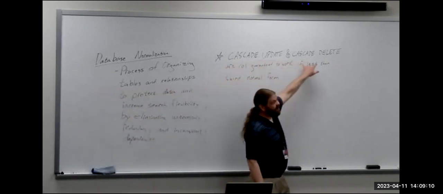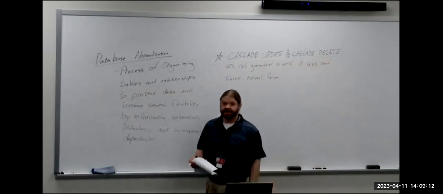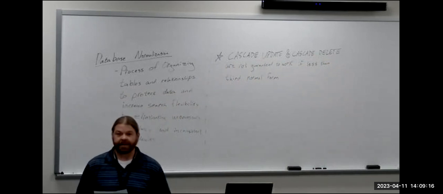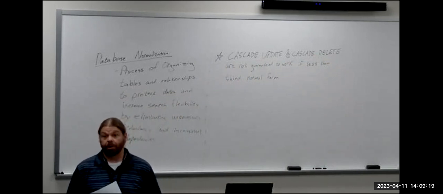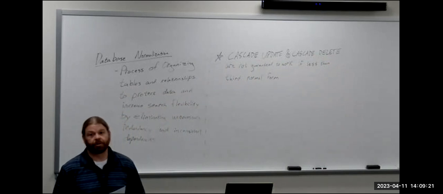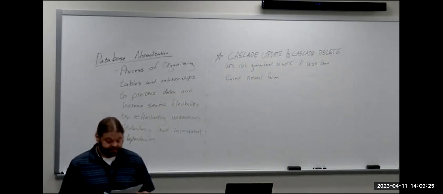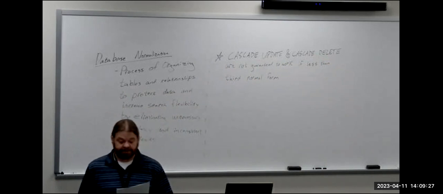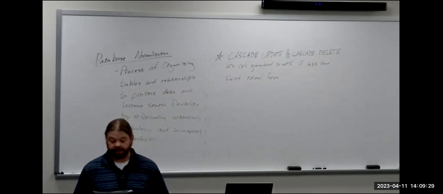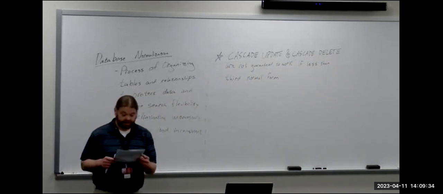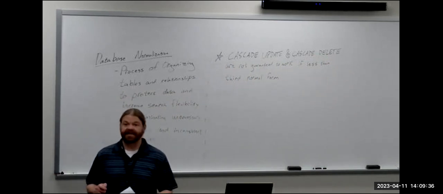So these two SQL commands, cascade update and cascade delete, we don't have a guarantee. We can't guarantee that those will work if we're not in at least third normal form. Cascade means changes carry through relationships and will affect multiple tables simultaneously. Otherwise, every field would need changed individually.